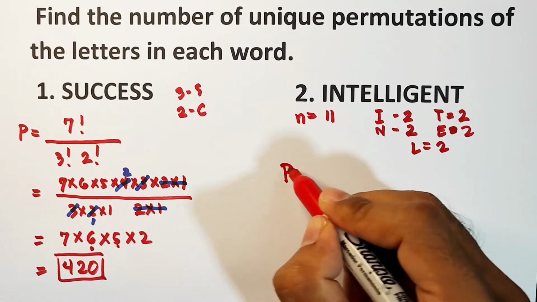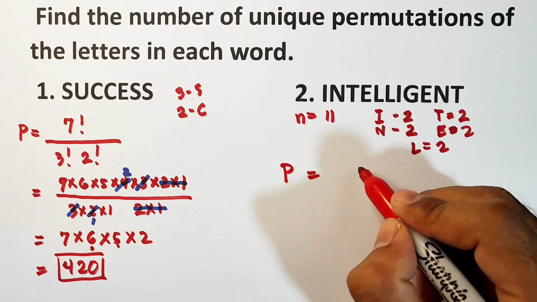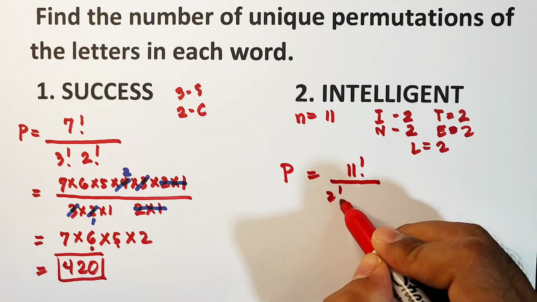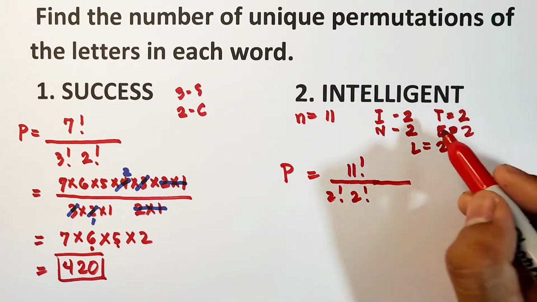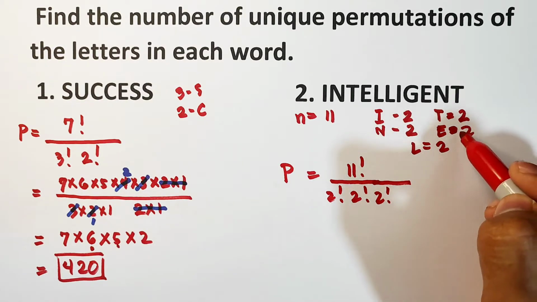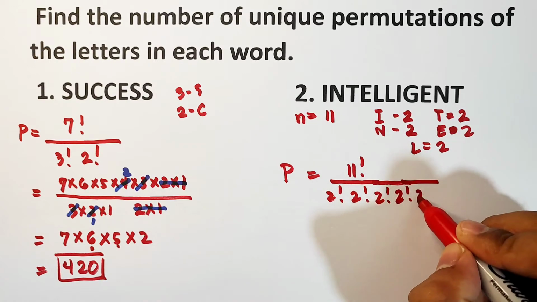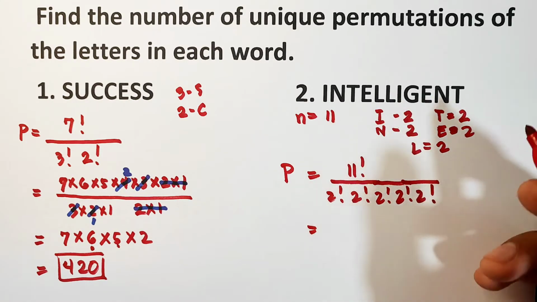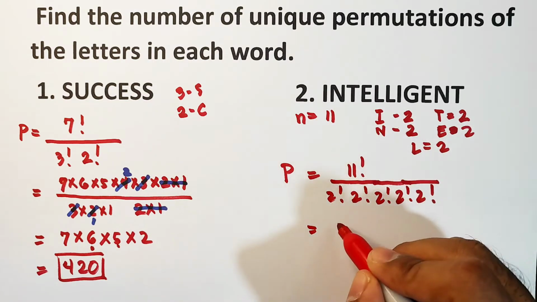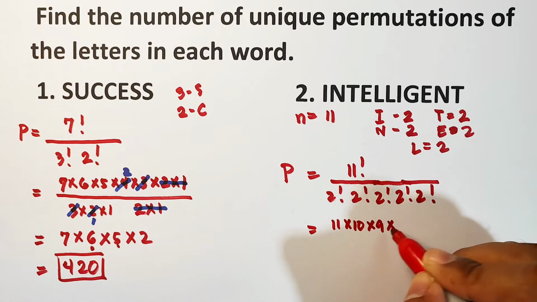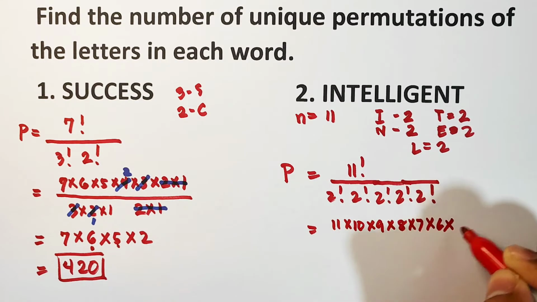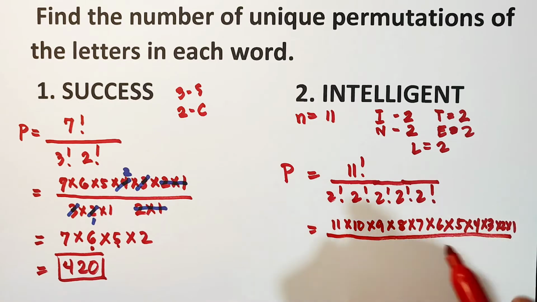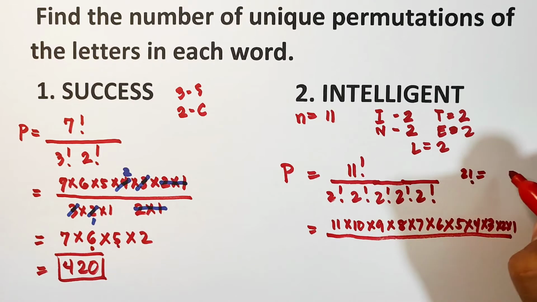So therefore, the permutation of intelligent is equal to 11 factorial divided by the identical letters. So I, we have 2 factorial. N, 2 factorial. T, 2 factorial. E, 2 factorial. And L, 2 factorial. So again, 11 factorial, that is equivalent to the product of all numbers from 11 down to 1. So 11 times 10 times 9 times 8 times 7 times 6 times 5 times 4 times 3 times 2 times 1. Divided by 2 factorial. So 2 factorial is equivalent to 2 times 1.